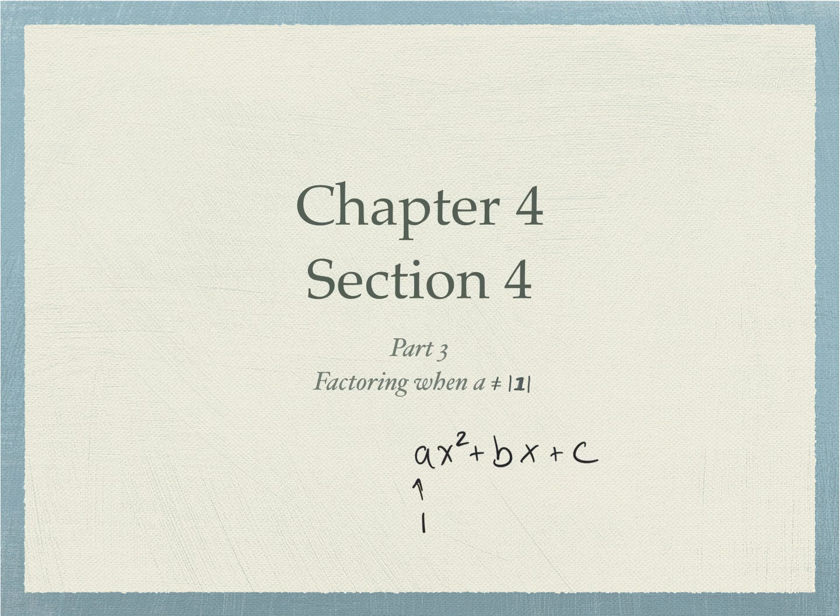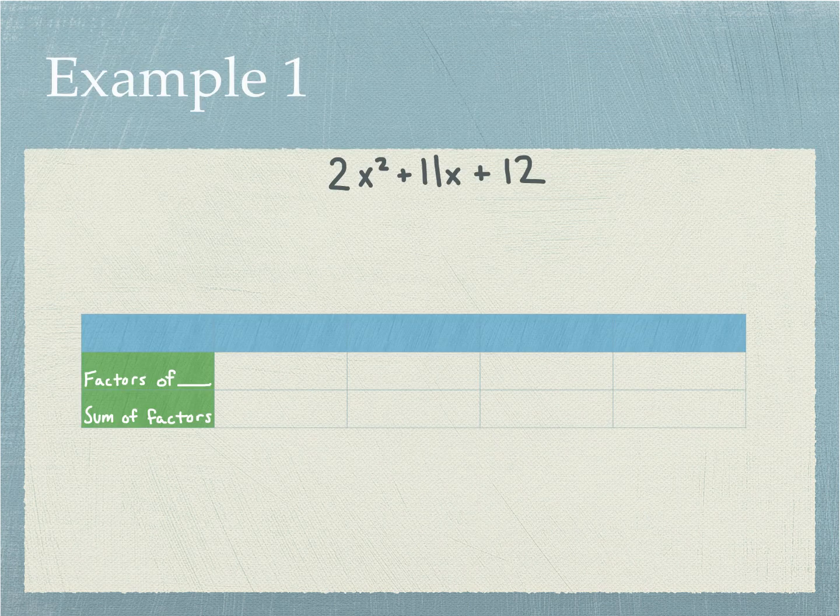Usually your a is 1, so you have an x squared plus, let's say, 3x minus 4, and you would be able to factor this by doing multiples of 4 that add up to 3. Now we're going to try it when we have a number in front of the x. So when your a is a number, that means when it's not 1. So now this is going to work a little different.